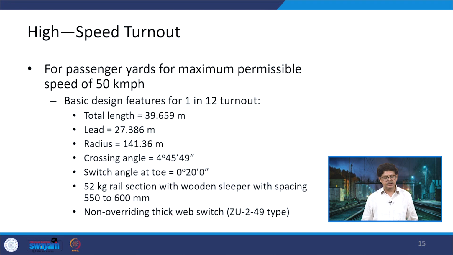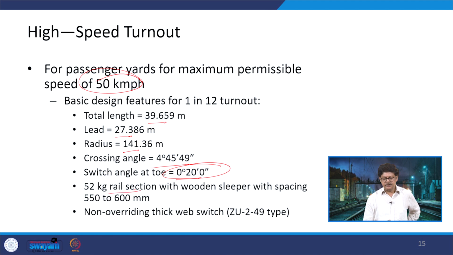This is another aspect. Some design features are given here for the same condition of passenger yards with 50 kilometers per hour and 1 in 12 turnout. Total length 39.659 meters, lead 27.386, radius 141.36, crossing angle 445.49, switch angle 0.20. You can see here the switch angle has been reduced a lot, and that is allowing to go for a higher speed because now the length of the tongue rail is also increasing.